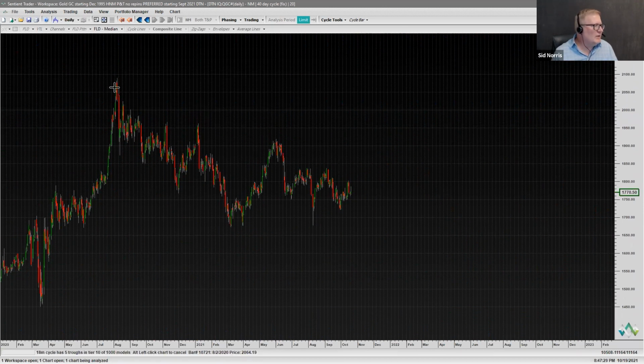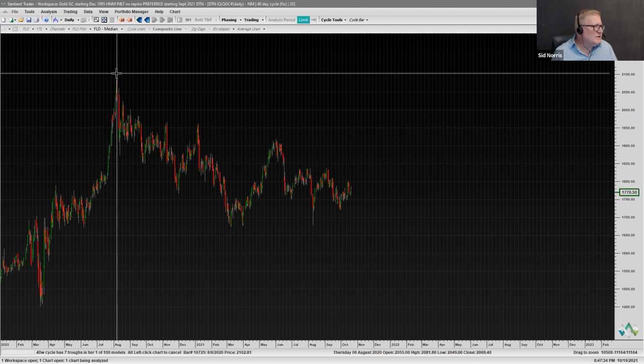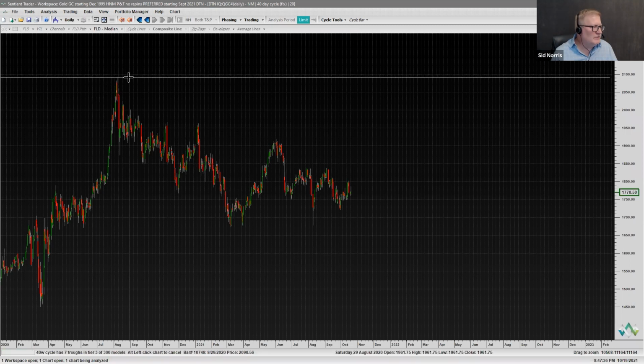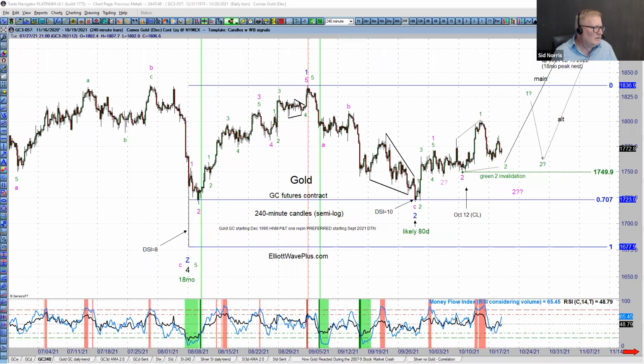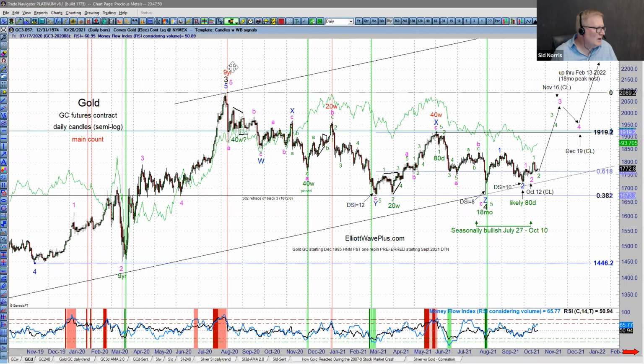Another thing I'm kind of questioning on Hurst is, was this high in August of 2020 really a super large cycle peak? I haven't done any repinning to try to figure out if that's right or not, but it's calling that a 9-year cycle peak. And I've got to wonder if that's really correct. And that's why the gold roadmap is rather bearish.